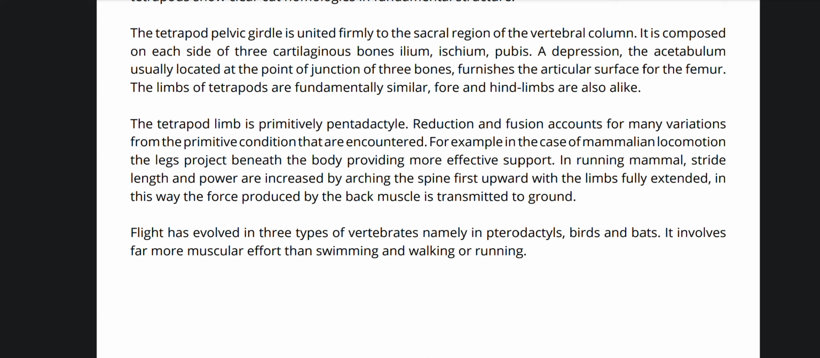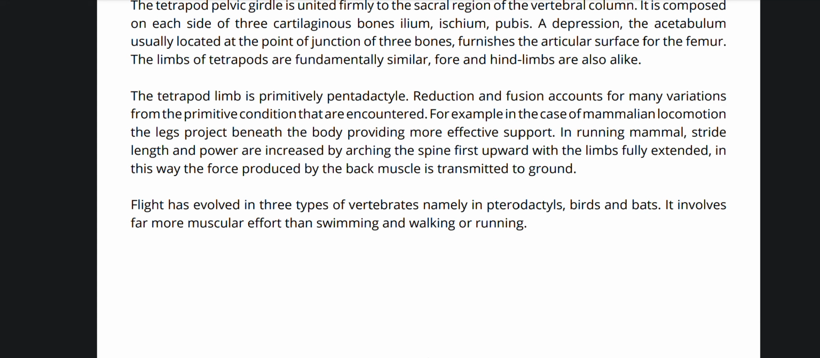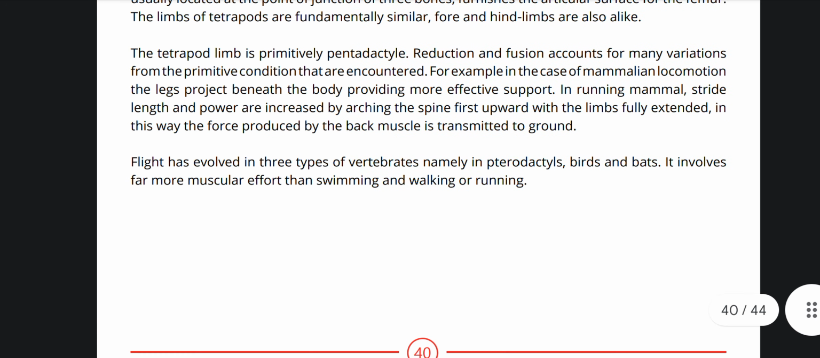It is composed on each side of three bones: ilium, ischium, and pubis. A depression, the acetabulum, usually located at the point of the junction of these three bones, furnishes the articular surface for the femur. The limbs of tetrapods are fundamentally similar; fore and hind limbs are also alike. The tetrapod limb is primitively pentadactyl. Reduction and fusion account for many variations from the primitive condition that are encountered.